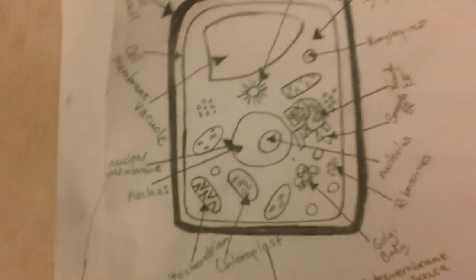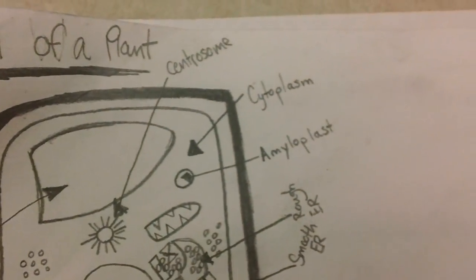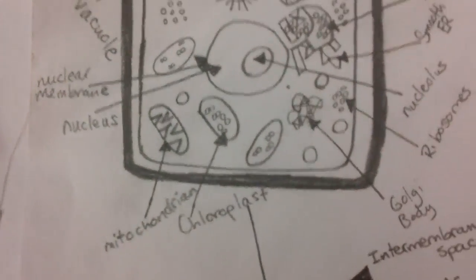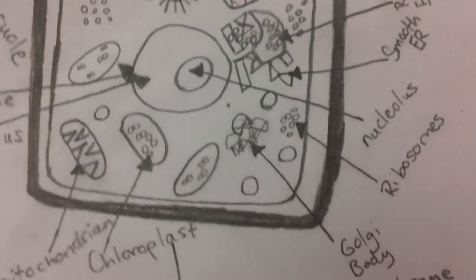The cell of the plant has all the normal things like cell wall, cell membrane, cytoplasm, all the little things floating around in the cytoplasm like mitochondria and all that. But what we're really going to focus on is the chloroplast. These things right here, little circles inside of them.